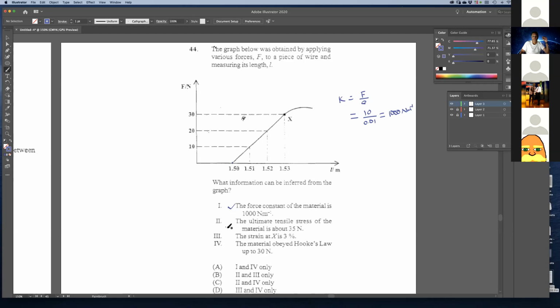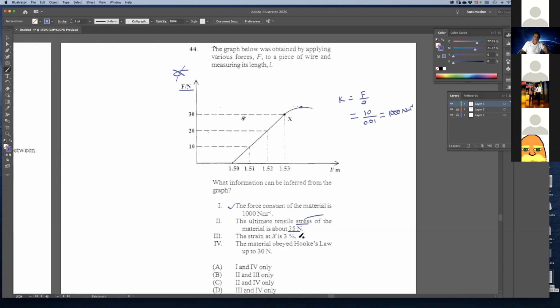Right, so that's true. The ultimate tensile stress, that's the point where, oh, come on. This is stress. Stress is force per unit area. Stress is not expressed in Newton. If this was stress, then the maximum here would be the ultimate tensile stress. But it's not stress, it's force. So ultimate tensile stress does not exist in the graph.